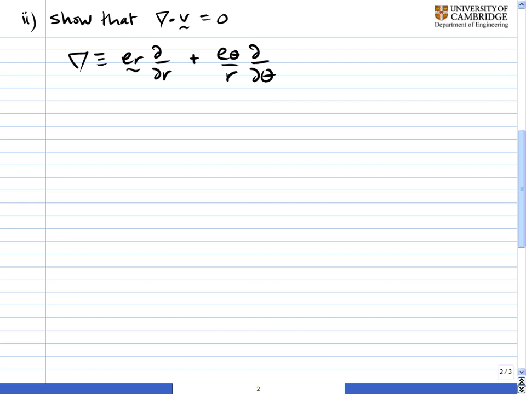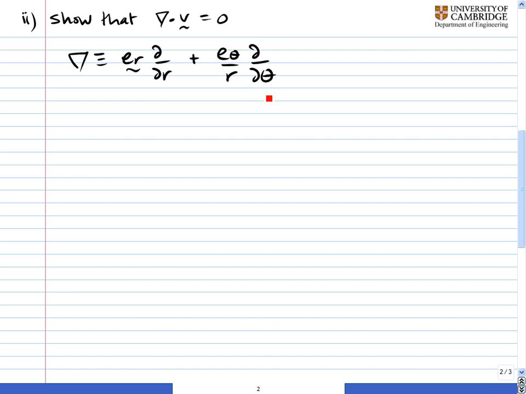And if you ever get confused about where to put the 1 over r and this sort of thing, just note that the two sides have to be, if you like, dimensionally consistent. So if r had dimensions of meters, we'd have to have a 1 over r with the e_theta.